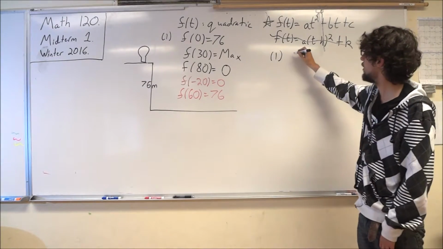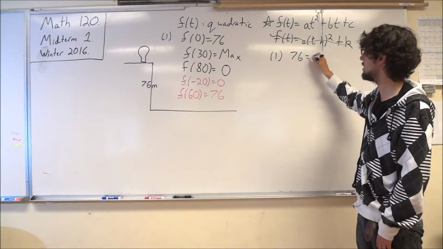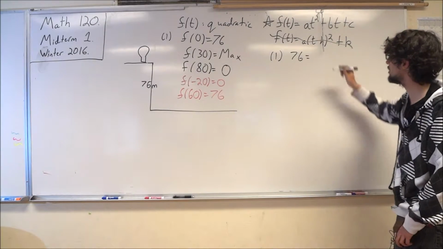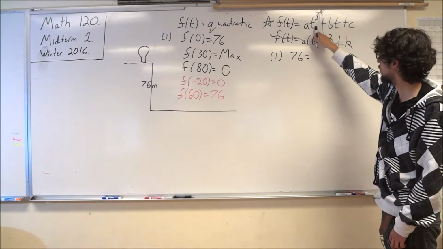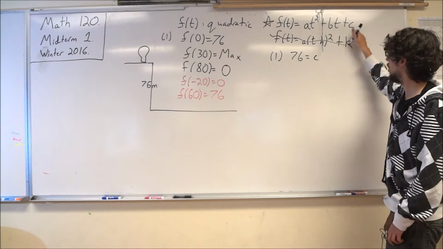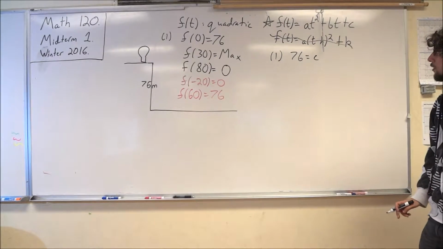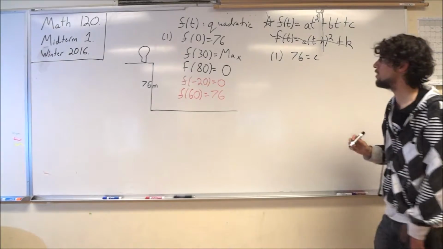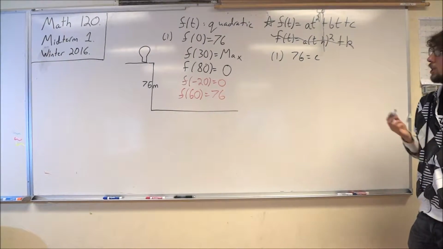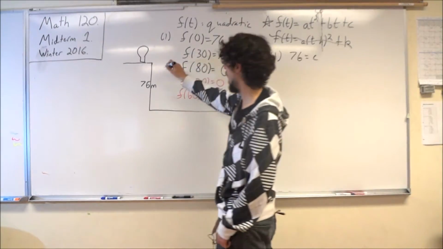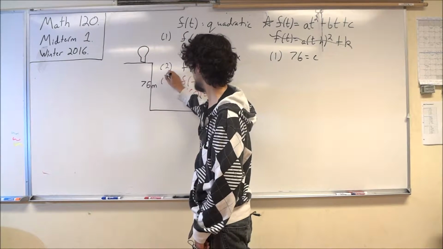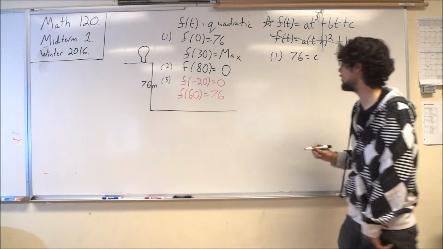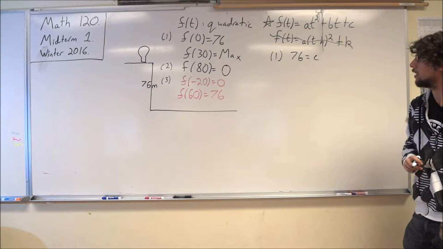Gives me that 76 is f of 0. f of 0 is, this term goes away, this term goes away. All I'm left with is this. That's quite nice. 76, this is a c and not a b. 76 is c. Great. I'm going to use these 2 equations as my other 2 to work with.